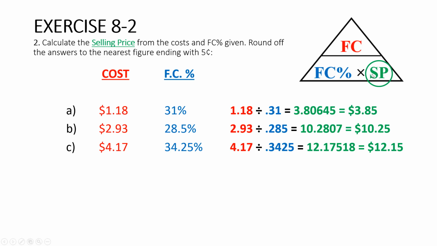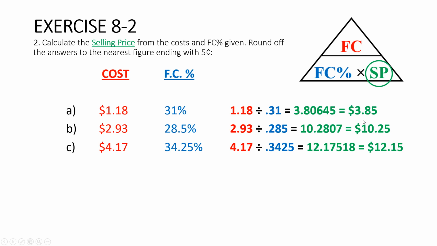Moving on to the other way we can use the pyramid, let's get that selling price. And again, if we want the selling price, we need the food cost and we need the food cost percent. They are on top of each other, so we divide the food cost by the food cost percent. $1.18 divided by decimal 31, rounding out in figures ending with 5 cents. So each one of our final answers has to end in 5 cents.